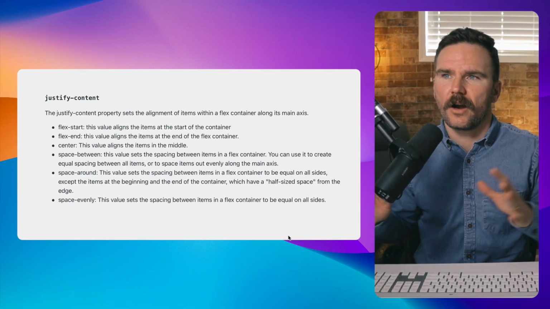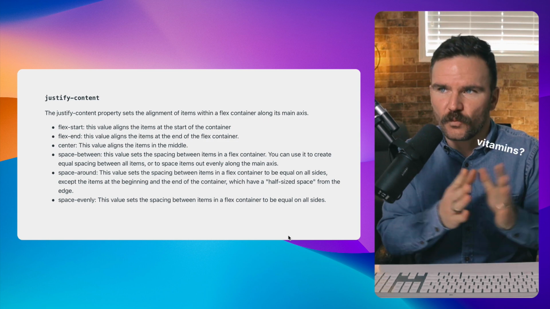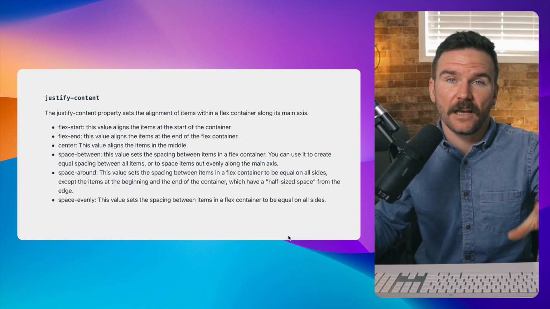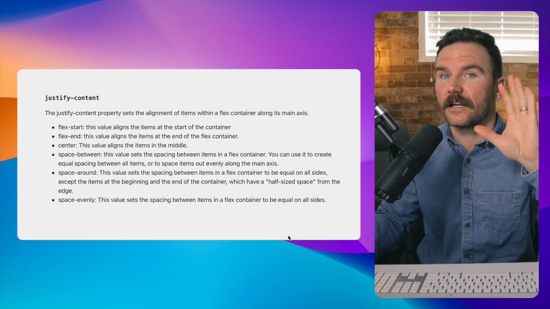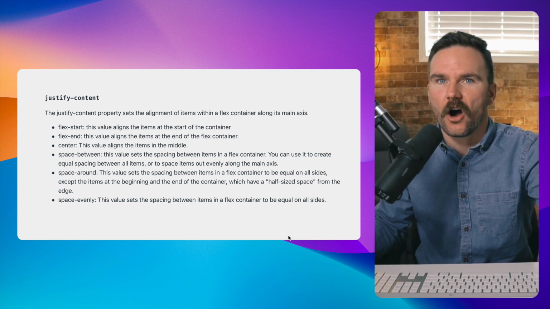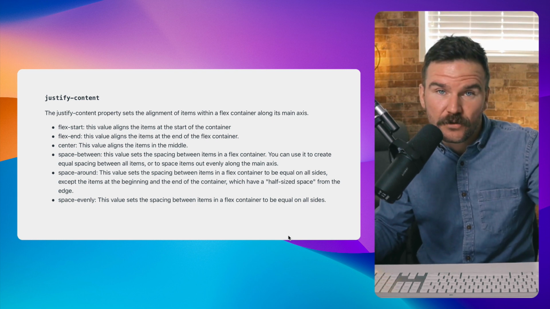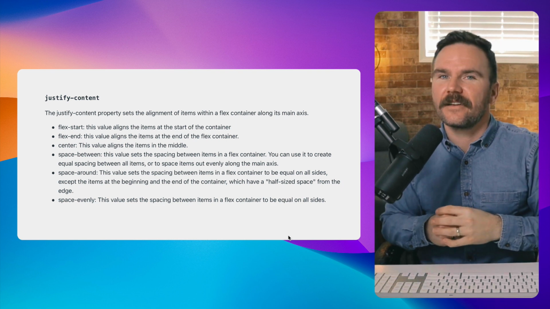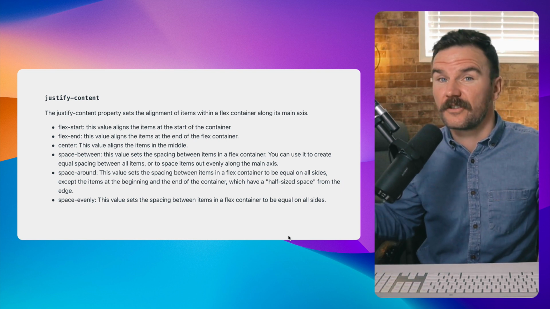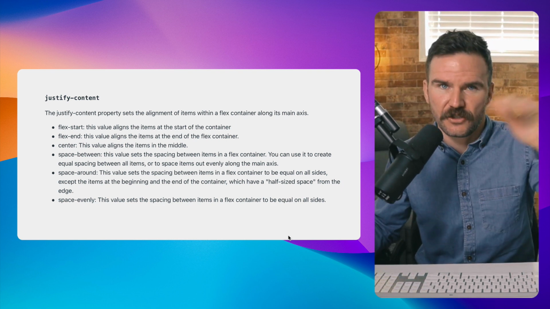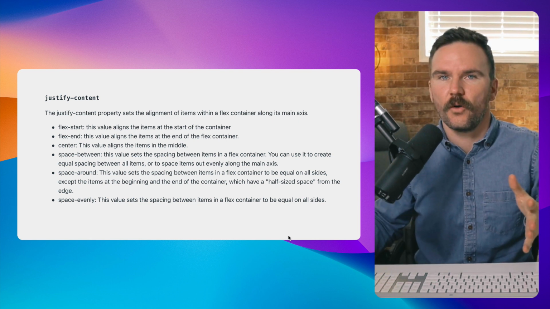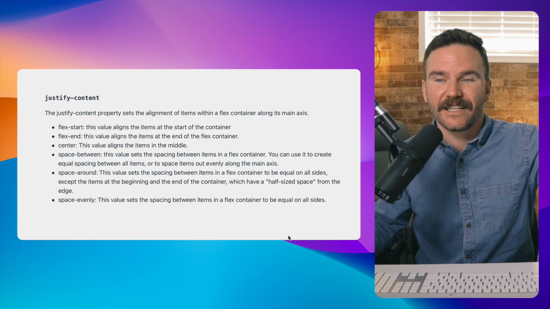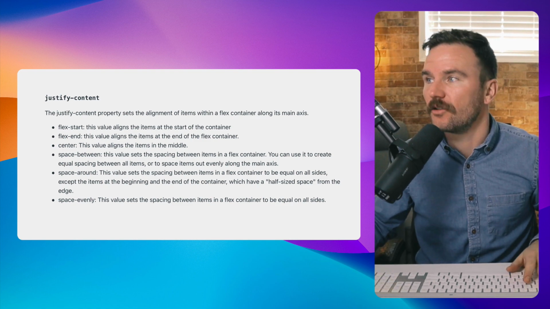Justify content is a property that sets the alignment of items within a flex container along its main axis. Now remember, depending on which direction your main axis goes, it could be horizontal or vertical or reverse horizontal and reverse vertical, row, column, reverse row, reverse column, respectively. The justify content will set the alignment. So we have flex start, flex end, center, space between, space around, and space evenly. So let me show you what that looks like.